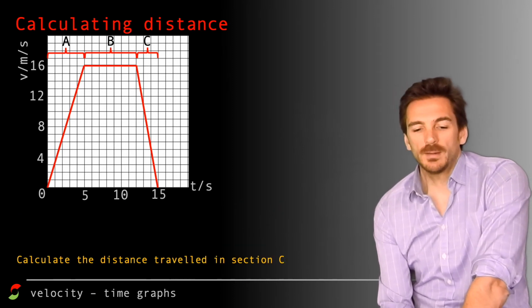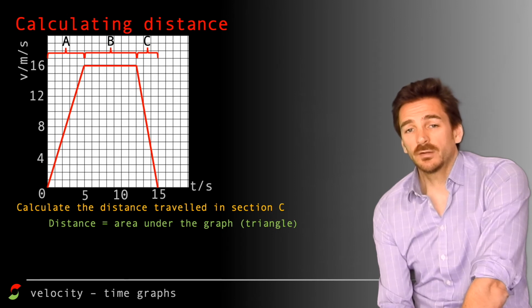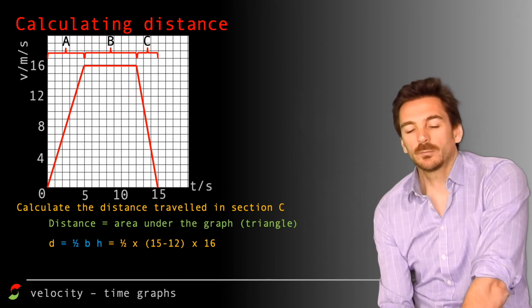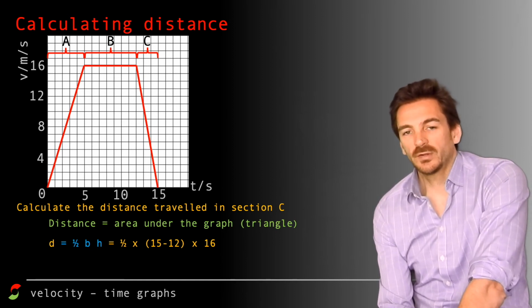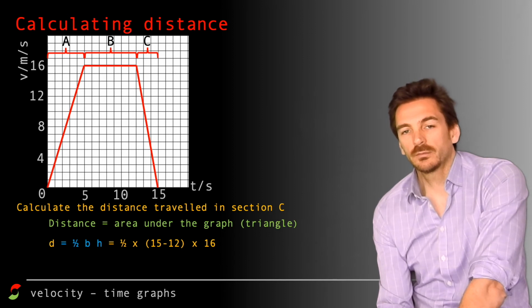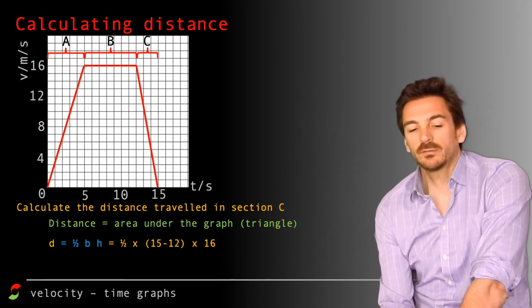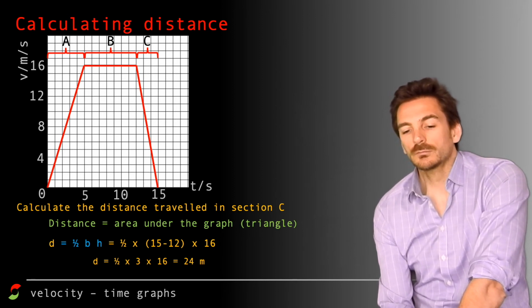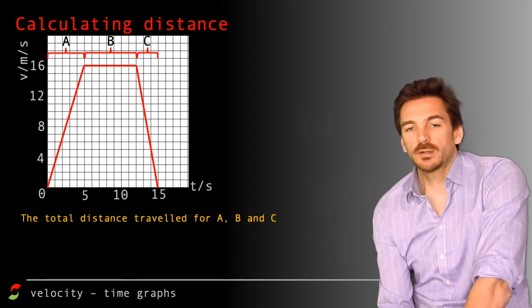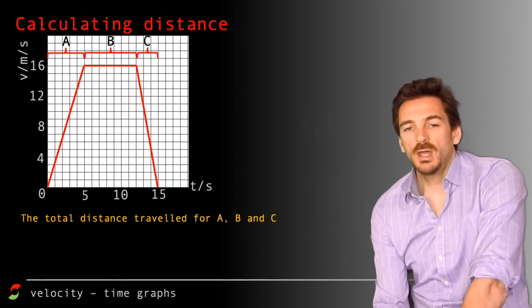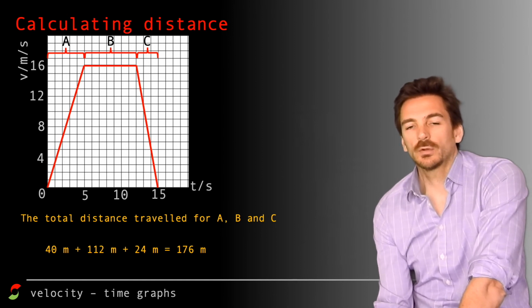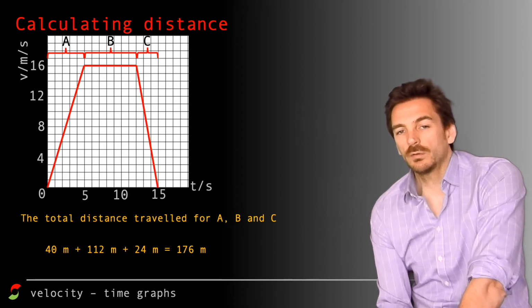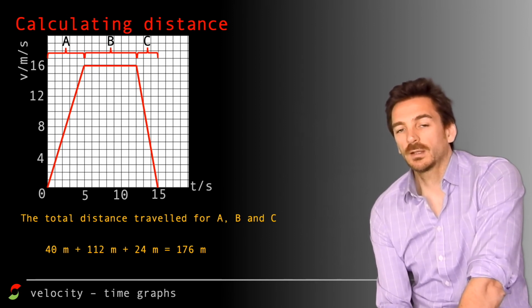And for the last section then, we've got to look at that shape, and it's a triangle again. So the area under the graph this time is a triangle, so we're going to use half the base times the height. Remember, it's just for section C, so the base is 15 minus 12 seconds. So we're doing half times 3 times 16, which is 24 meters for that last one. And then they could ask what's the total distance travelled, and then you just add them all up and you get the total distance travelled. But remember, look for the area under whenever you get a velocity time graph and you're asked to calculate the distance.